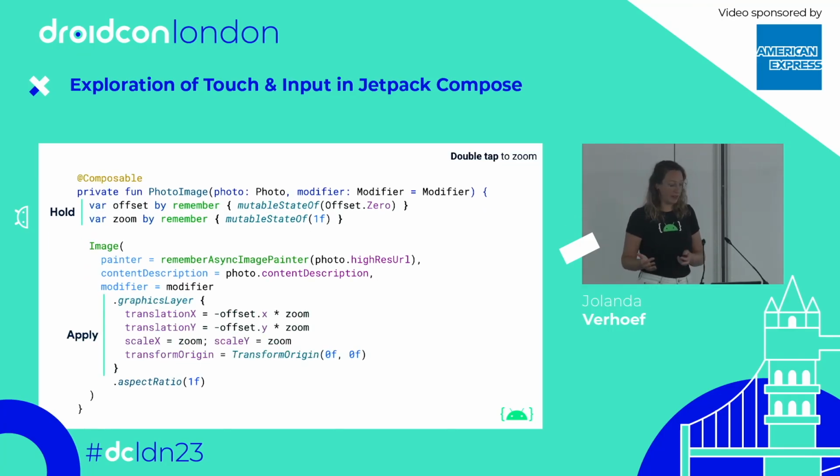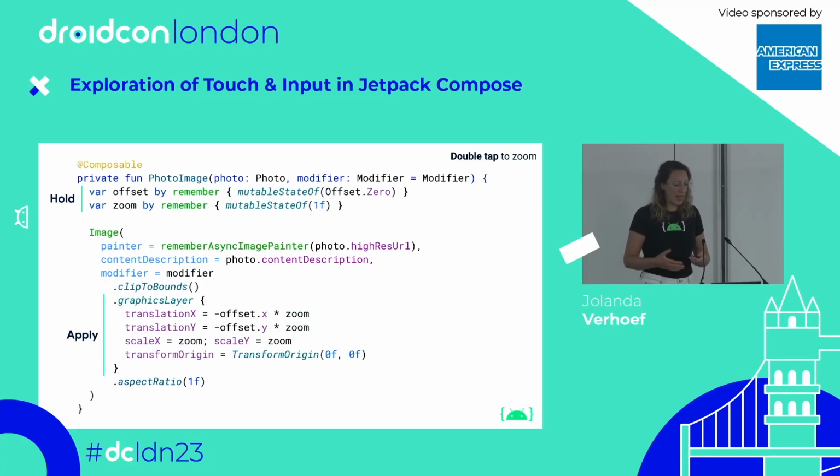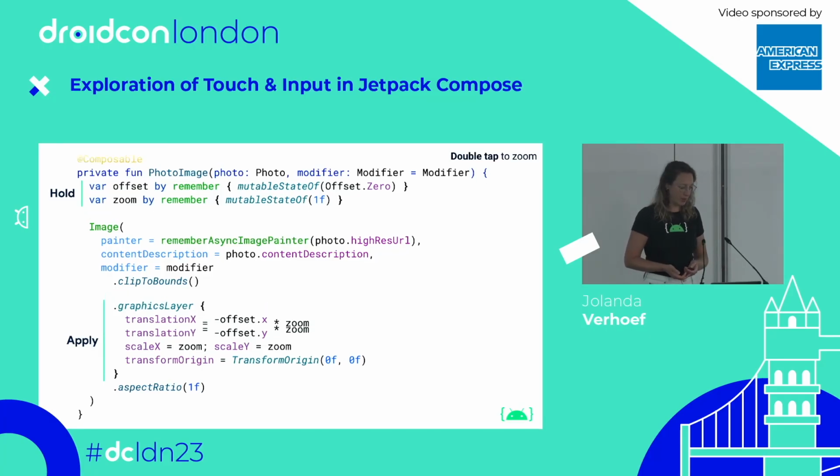Now we can use a graphics layer modifier to apply these values to the image. We use the offset and zoom values to translate and scale the composable, and we set the transform origin to make some of our calculations easier. Then we can add a clip modifier to make sure that the image stays within its bounds even when we scale it up or when we move it around.